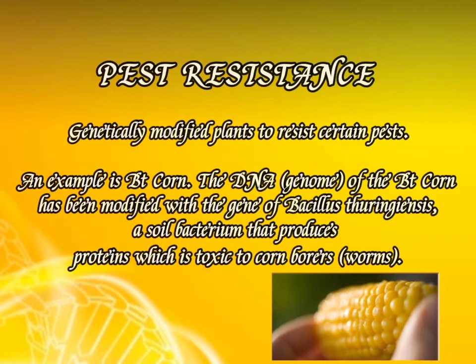Meaning, na-avoid nitong masira yung plants, because yung sumisira sa plants, when they eat those crops or those products, namamatay sila, nalalason sila. It is because of the gene of Bacillus thuringiensis na in-apply nila doon sa corn.